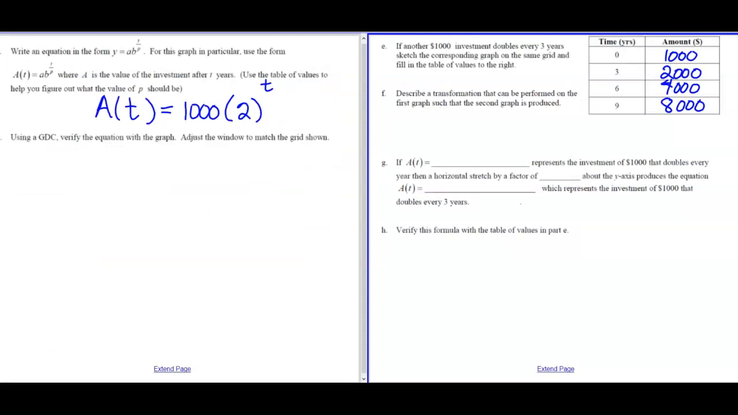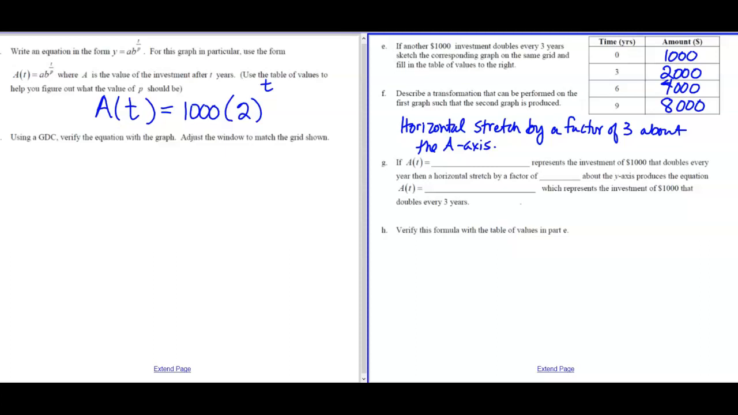Okay, so here describe the transformation. So horizontal stretch by a factor of 3. So that would be, I guess in this case, the t-axis. Is it okay if we put t axis? Well, for your notes it is. Just be careful on the test if it's labeled something different.